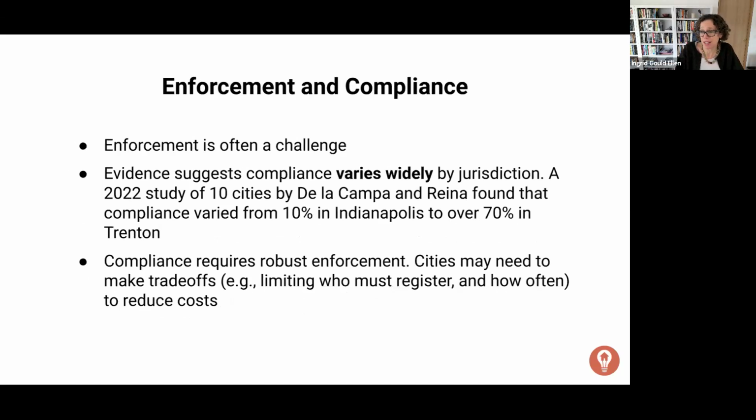enforcement is often a challenge with these. You can't just think about designing these. You also need to think about what's workable. What can we actually enforce? Elijah LaCampa and Vincent Reyna did an interesting survey study of 10 cities and found that compliance varied widely, from 10% in Indianapolis to over 70% in Trenton.